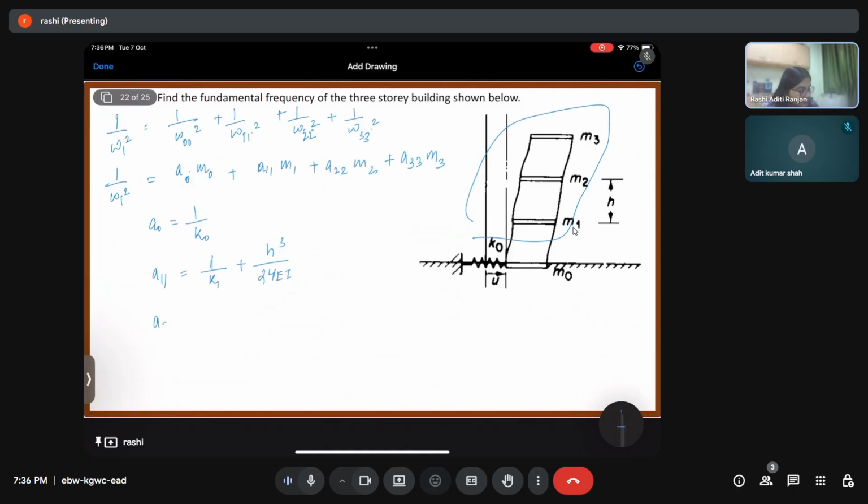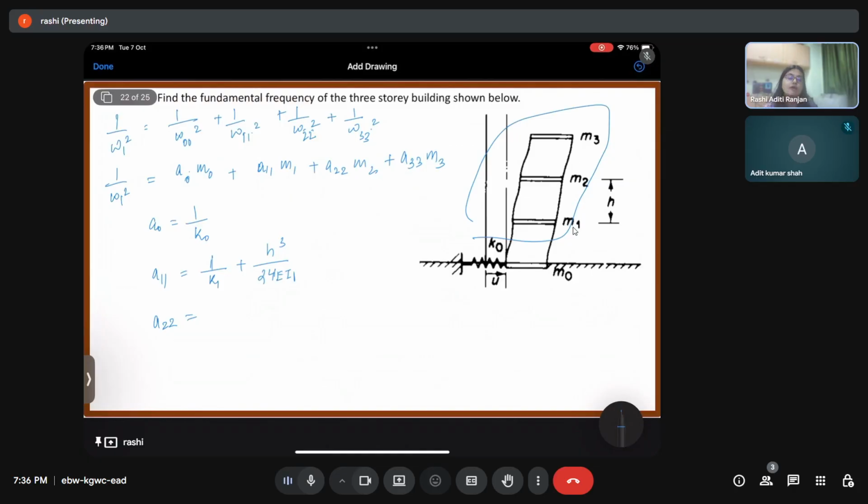Okay, and similarly, A22 can be written as what? Here also we are going to have the effect which will be because of stiffness, and then we are going to have effects which will be because of, okay, I should write it as I1. Okay, and then we are going to have the effect of stiffness which will be because of the beams.